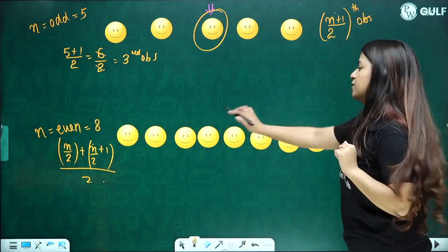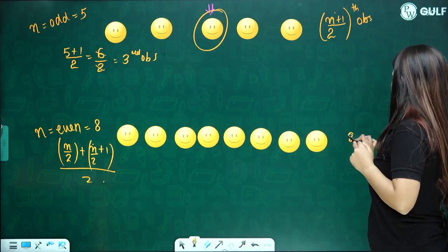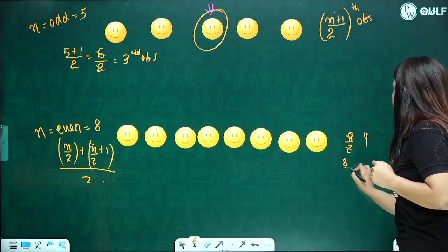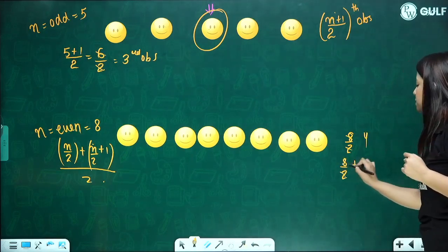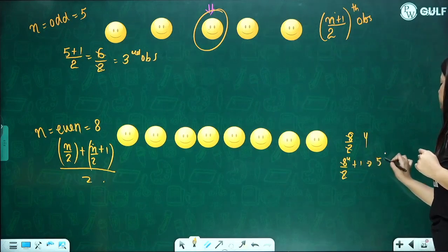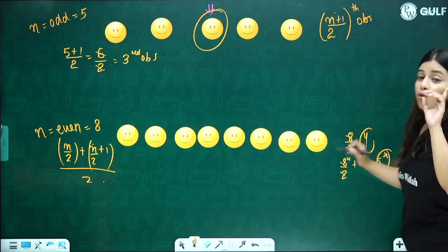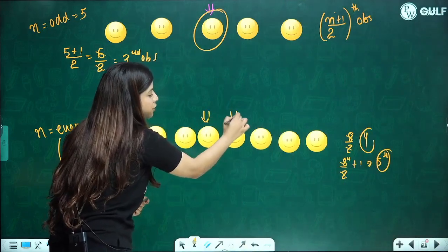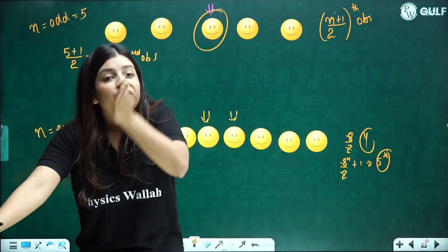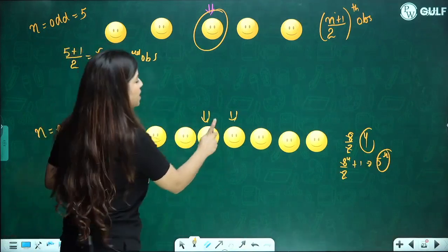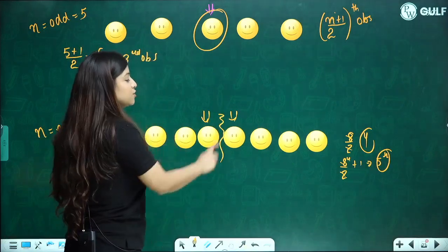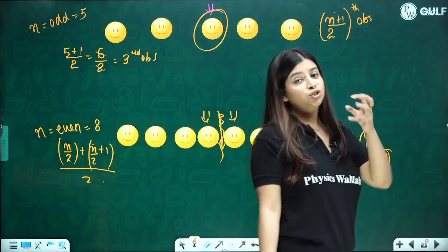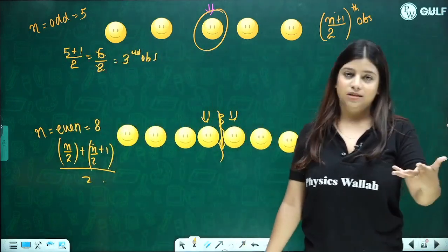That means what? See, first of all, what is n by 2 over here? That is 8 by 2, which will give you 4. What is n by 2 plus 1? That means 8 by 2, that is 4, plus 1, which is the 5th observation. Now, you should see that this is the 4th observation. This is the 5th observation. Now, in between the 4th and 5th observation lies your median. So, you have to find a number in between. So, the median does not always have to be in that data. It can come aside from that.